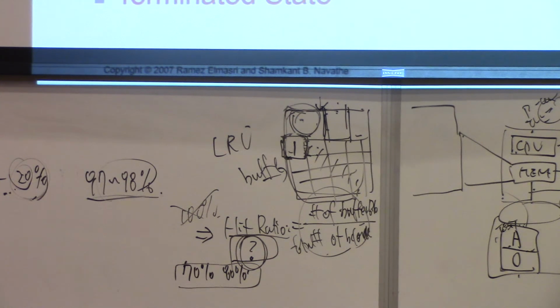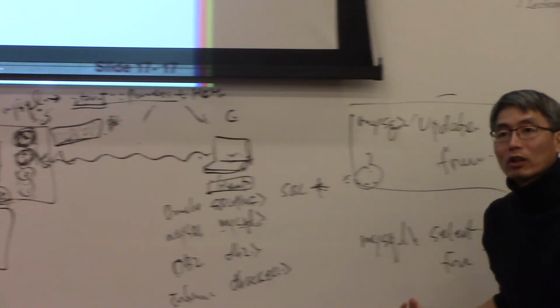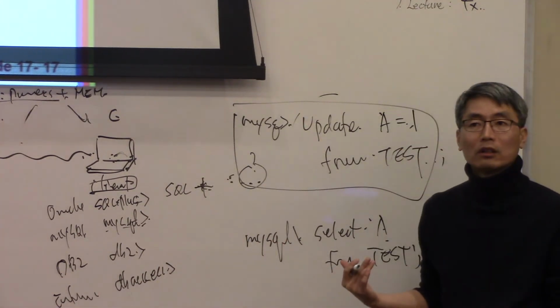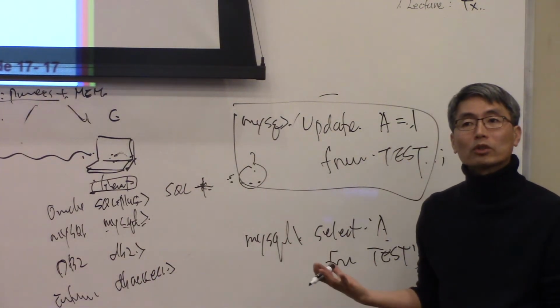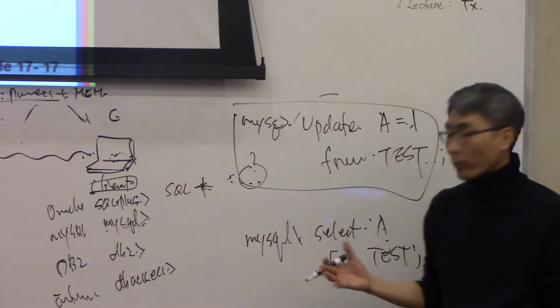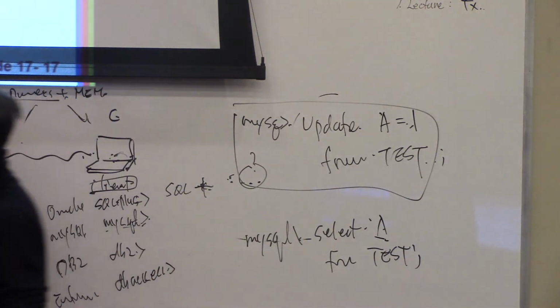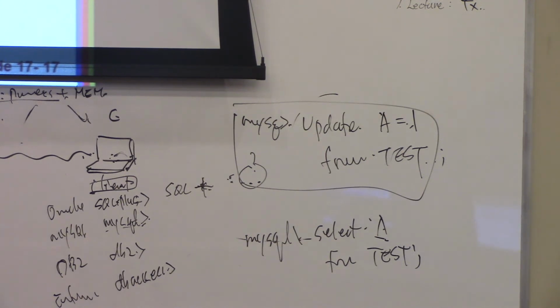almost the same time, but right after this one, there's another user, MySQL, select A from test. What will be returned? 0 or 1? 0, 1, which one? When this one tries to read, going to here, if there is the value in the memory, it will return this one. So it will be 1. That's the problem. It's not consistent because, as we discussed last time, it should be isolated.